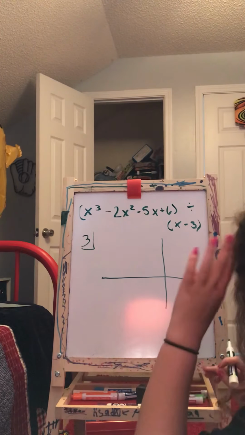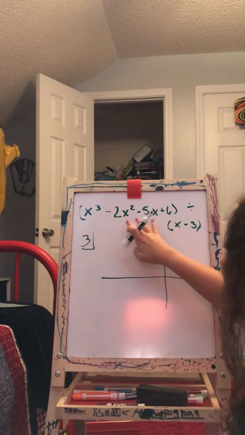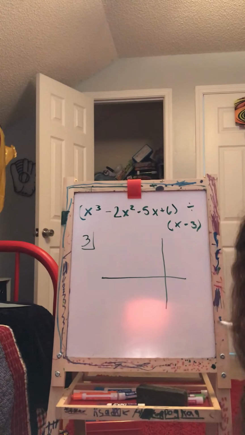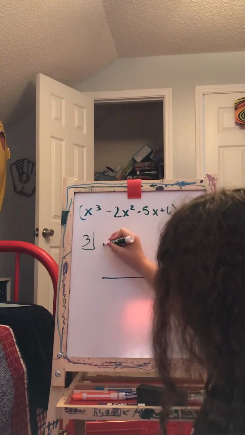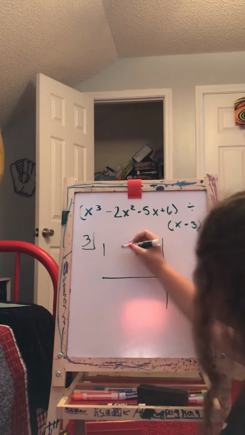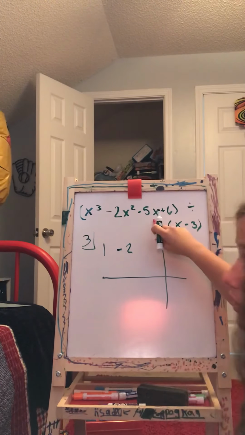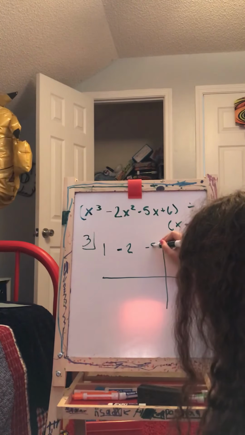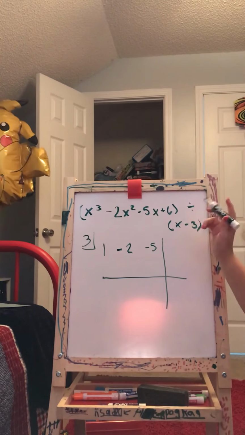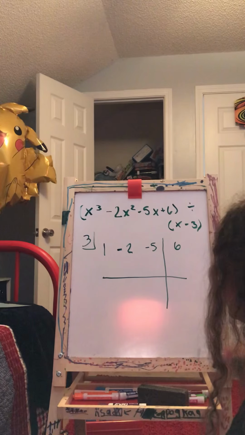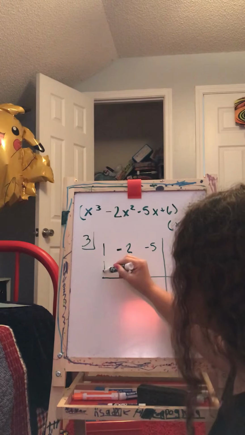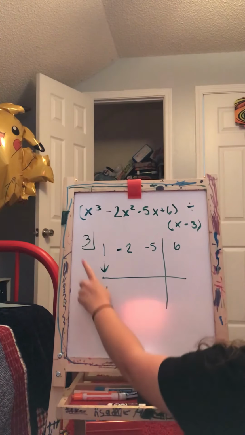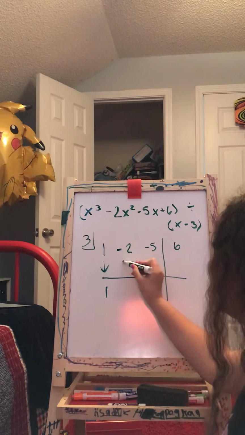So we're going to bring these four down. X cubed has a coefficient of 1, so 1 is going to come down. Negative 2. Negative 5. And 6 is going to go on this side because it's the last one. Alright. So 1 we're going to bring straight down. 1 times 3 is 3. It's going to go right here.